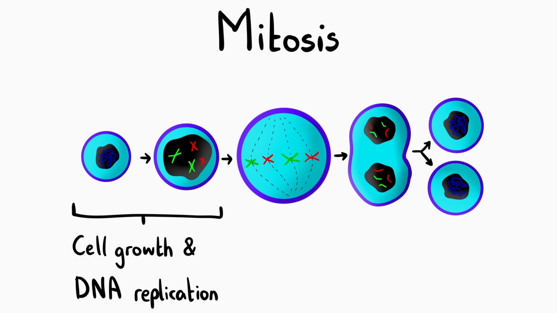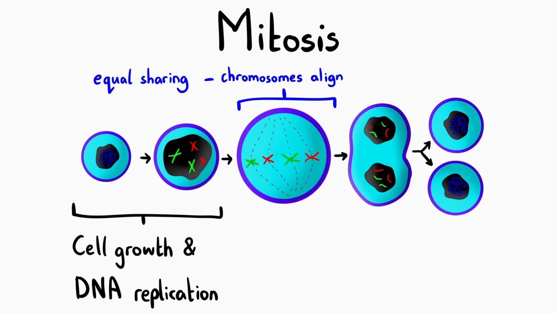Let's break it down step by step. First, those X-shaped chromosomes line up perfectly at the center of the cell. This alignment is crucial for making sure each new cell gets exactly the right chromosomes.